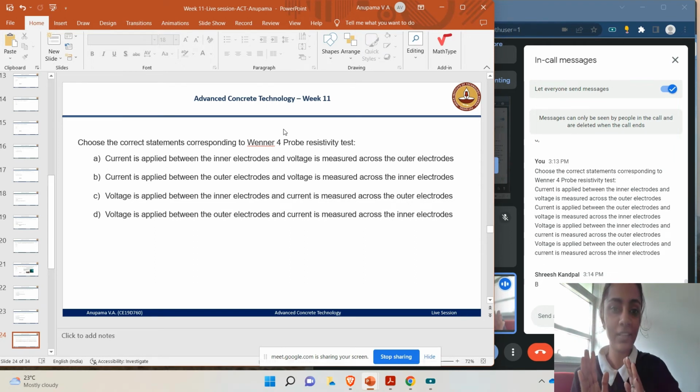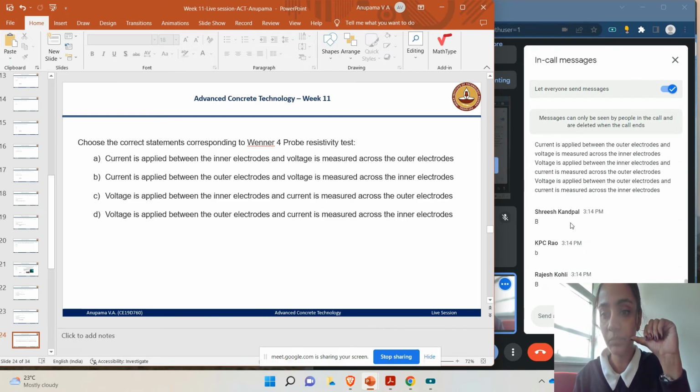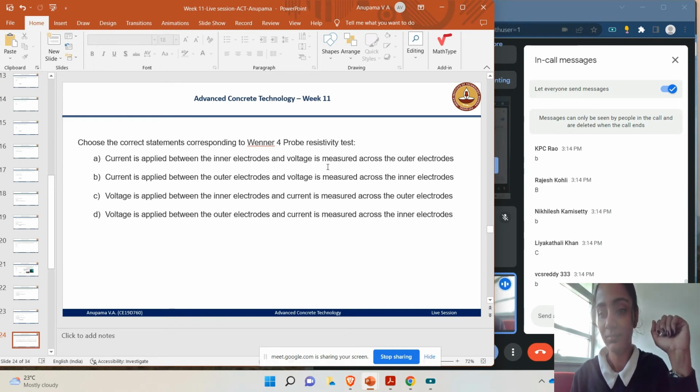So current and voltage are the only two participants. Are we providing current or voltage? And are we providing it in the inner electrodes or in the outer electrodes? So these are the only two things. Actually, this question is easy. Apart from that, it looks very clumsy.